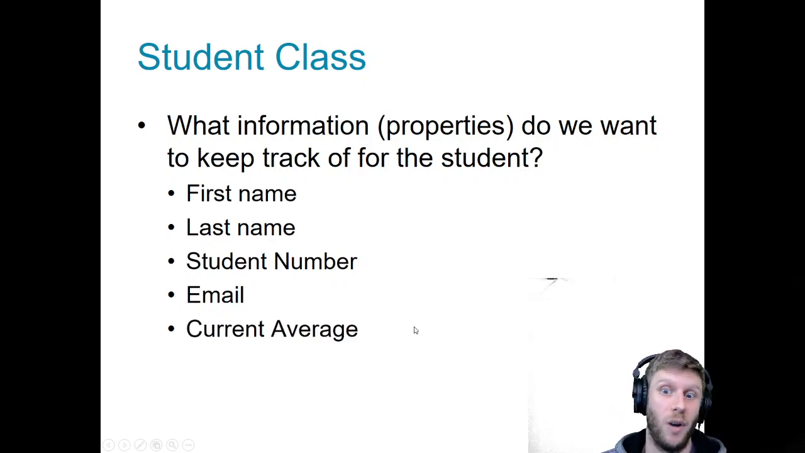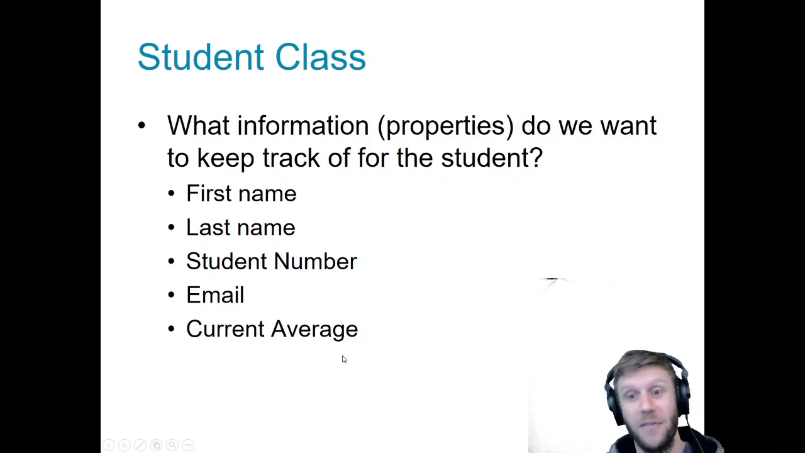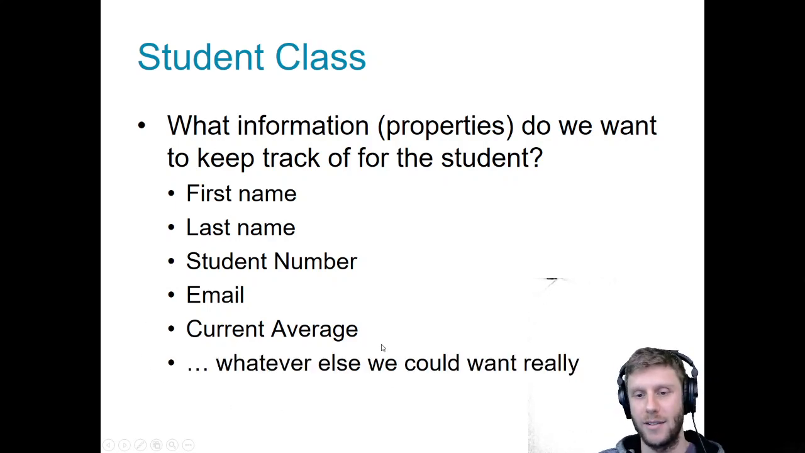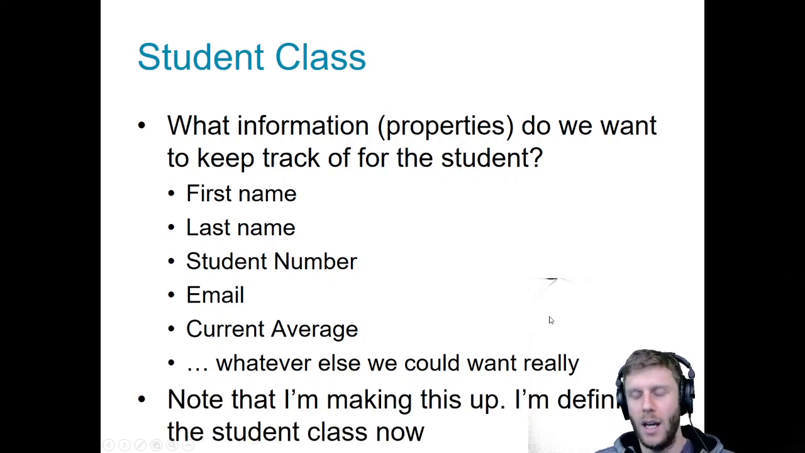Actually, I guess I have a fifth one. For current average, I'm a liar. There's a fifth one. Their current average in the class, I guess. Okay. But we could add whatever we want. I'm making this up though. I'm defining what the student class is right now. I'm making this up. So I can add whatever I want.